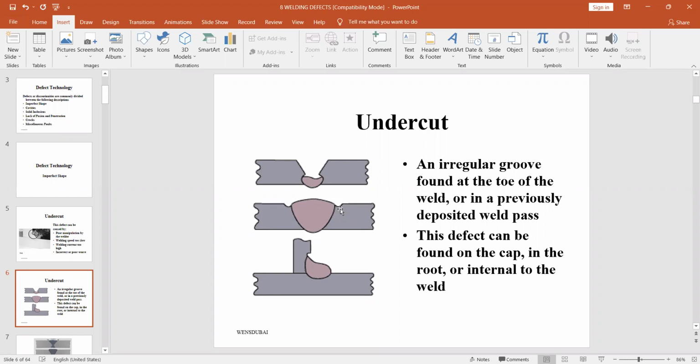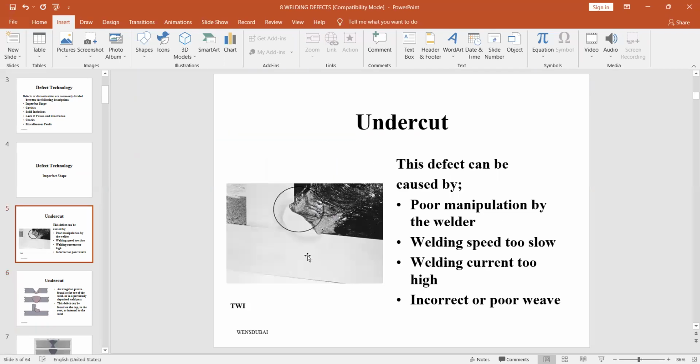This is the undercut. Now this is the butt joint, and this is the fillet joint. Here, see, the base metal is melted, so this is also undercut. The reason for this defect is poor manipulation by the welder.